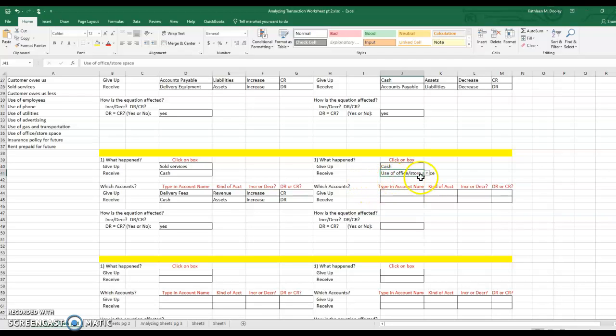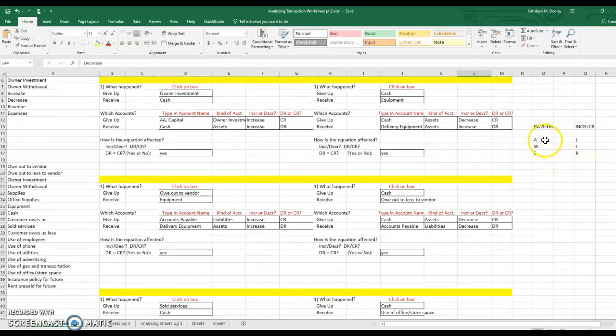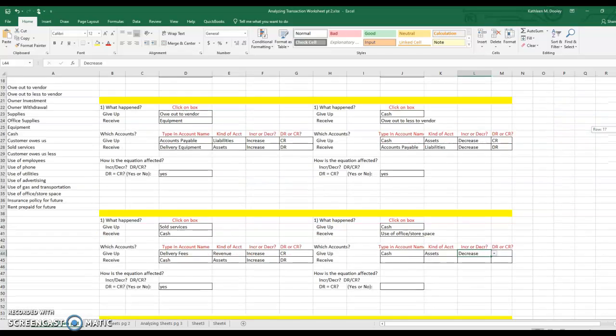Okay, so here, use of office or store space. All right, so for our give up, which is cash, we're going to use the account called cash from the chart of accounts, and we know that's an asset. Do we have more or less cash than we had 5 minutes ago? Well, 5 minutes ago, we had more cash because now we've had to pay it out, so we have less cash. We have a decrease in an asset. And I look up at my chart, I look up under assets, an increase is a debit, but I have the opposite, so that would be a credit.